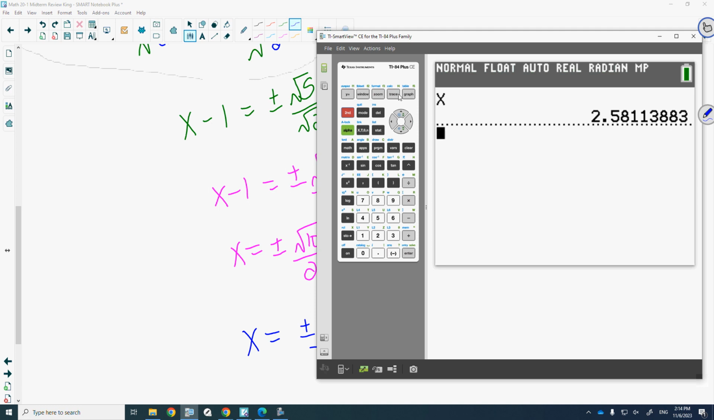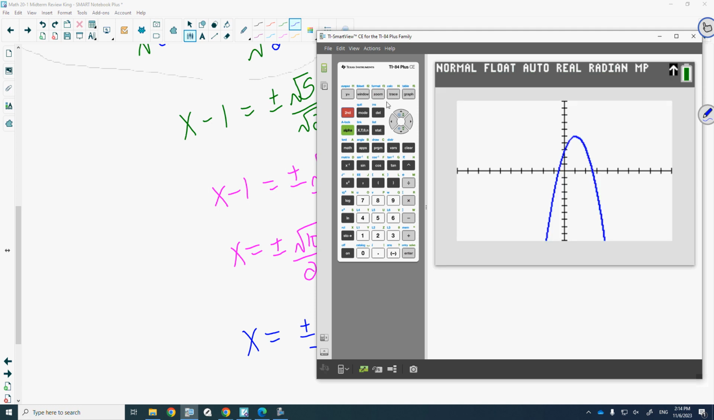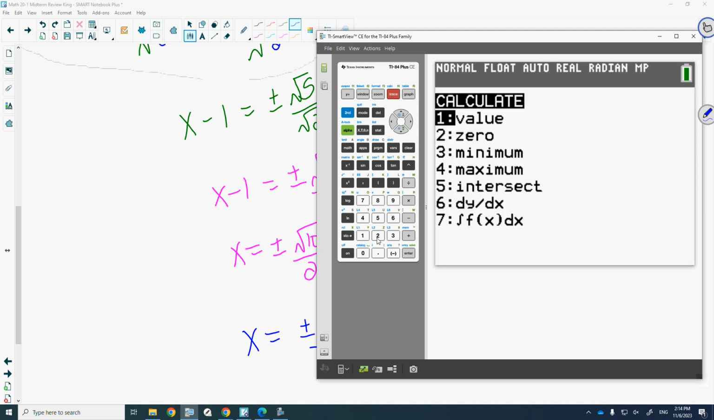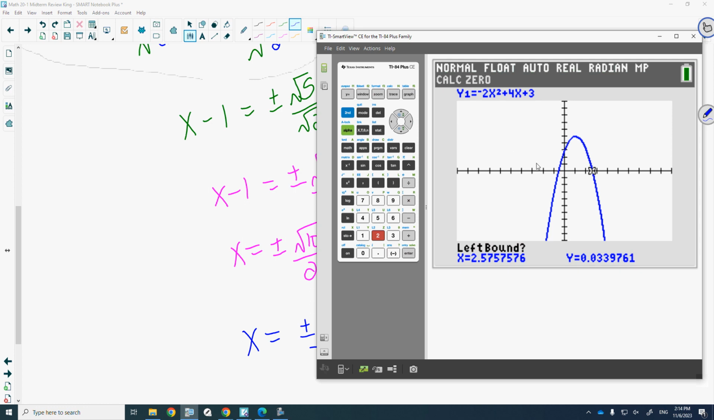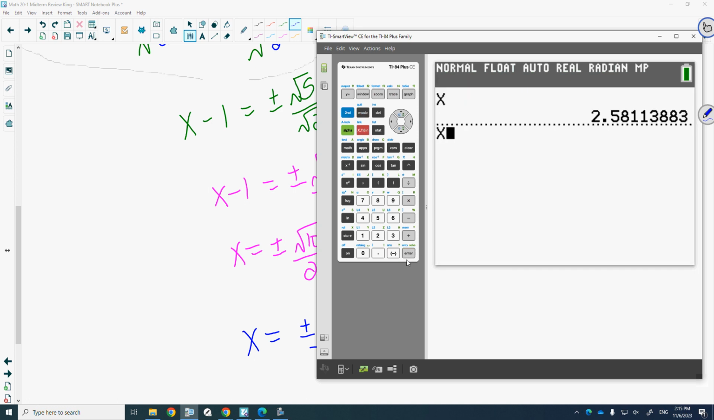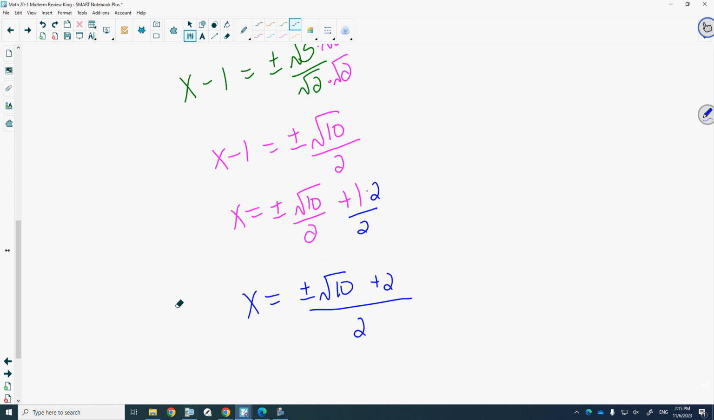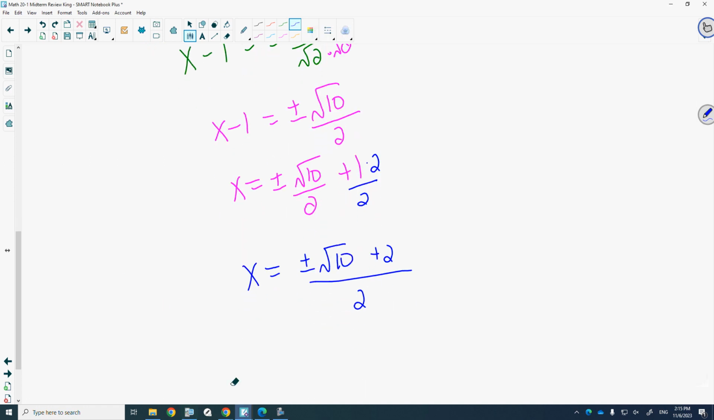The other x-intercept, zero. It's this guy over here. So go left of the zero, go right of the zero, and enter. That's my second x-intercept. Those numbers as exact values would be these numbers here.